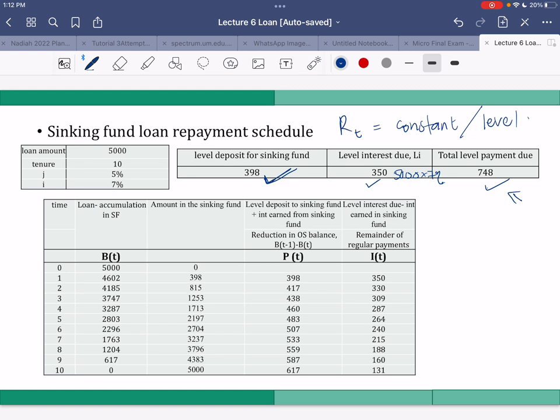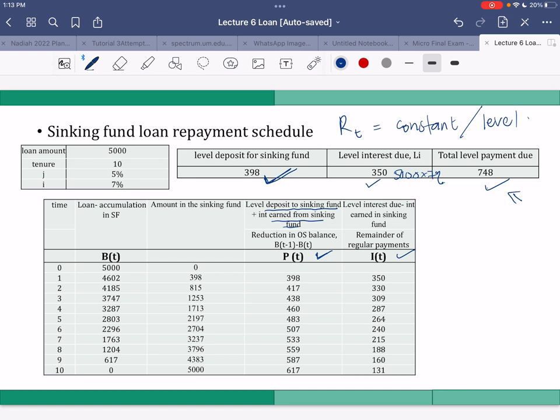So that 748 ringgit, this is the loan amortization schedule. So you will need to count the PT, the principal repaid, and the IT. The principal repaid is the deposit to the sinking fund plus interest earned from the sinking fund.